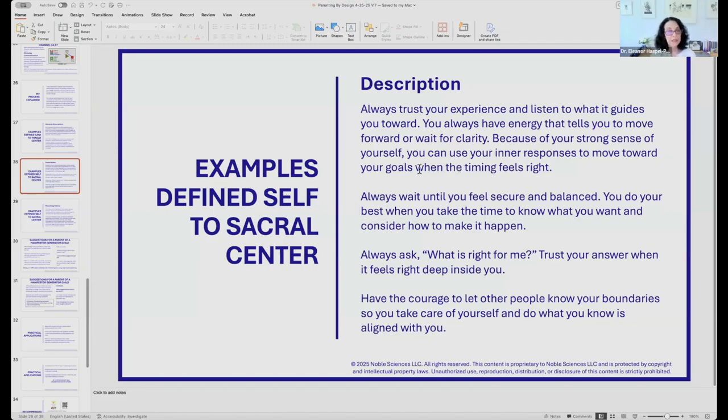So because of the strong sense of self, someone with the self to the sacral can use their inner responses to move toward goals when the timing is right. Always wait to feel secure and balanced. And someone with this definition does best when they take the time to know what they want and consider how to make it happen. So always ask, what is right for me? Trust your answer when it feels deep inside. And they need courage to let other people know their boundaries so they can take care of themselves.